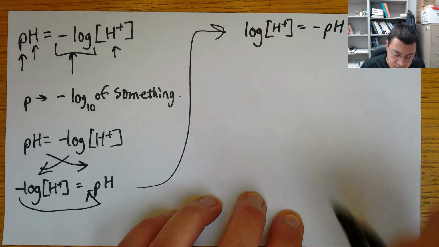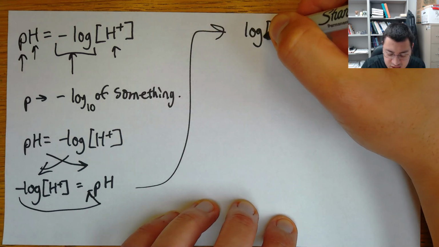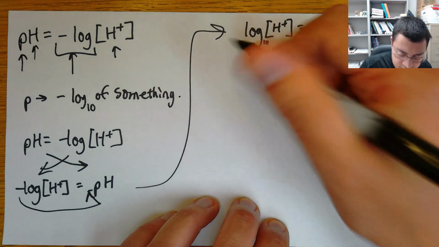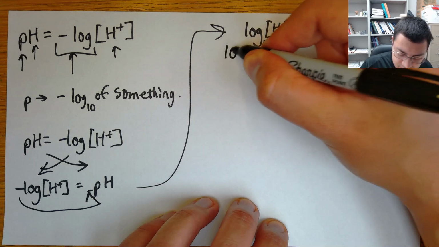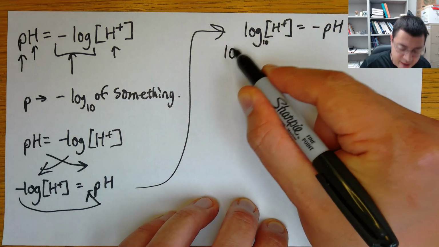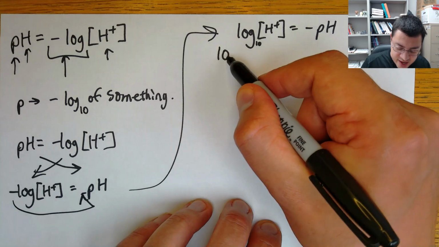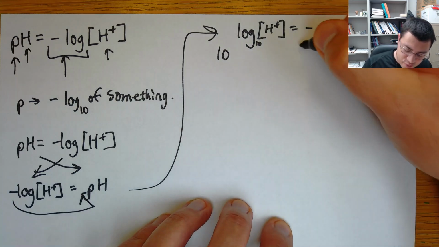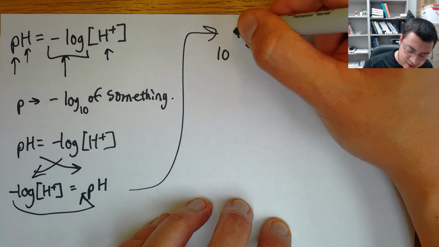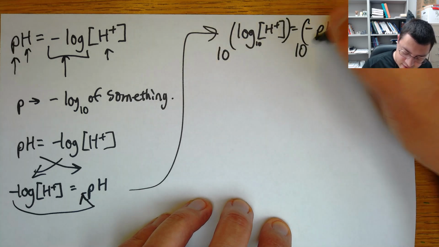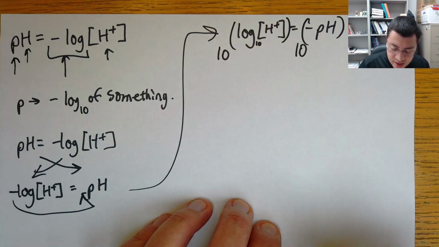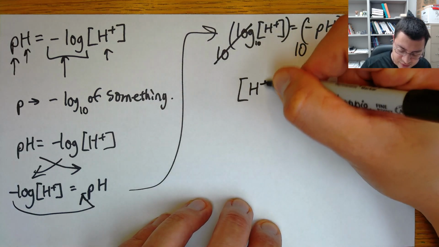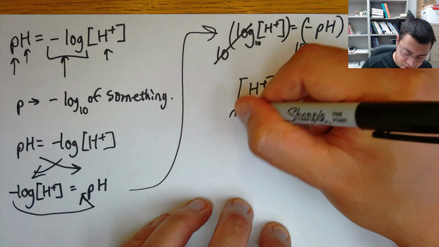All right. Now, these are log base 10s, and the way you cancel out a log is by having everything become the exponent of that base. So in other words, we're going to say 10 to the power of log base 10 of H plus, and we're going to have to do that to both sides. So that's the exponent for 10. This becomes the exponent for 10. So the 10 and the log base 10 cancel, leaving you with H plus concentration, and this is in molarity.